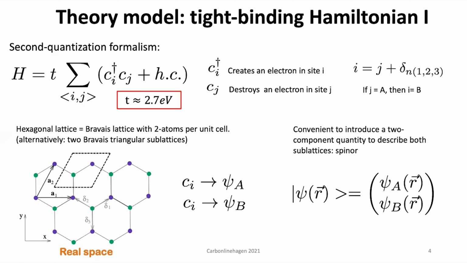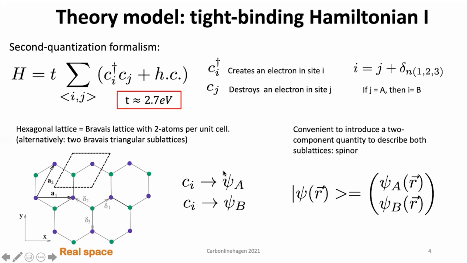Now, one way of describing the graphene lattice, the hexagonal lattice, is using a Bravais lattice representation with 2 atoms per unit cell. An alternative way of describing it is to think about 2 triangular Bravais lattices, sublattice A and sublattice B. In both cases, we have the fermionic operator. We need the fermionic operator in the tight-binding Hamiltonian to represent these 2 different sublattices, or these 2 different atoms in the unit cell.